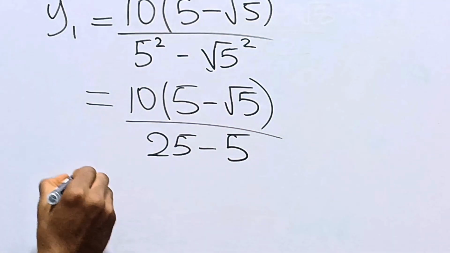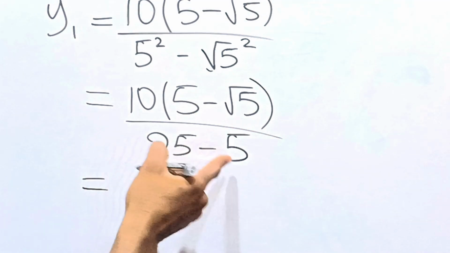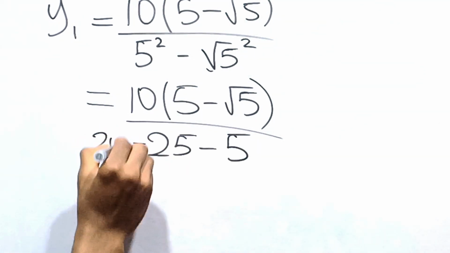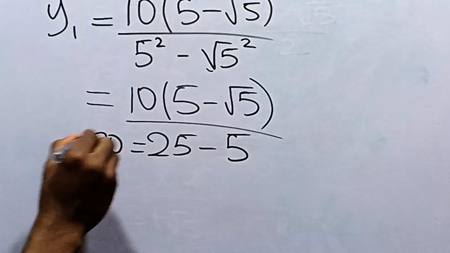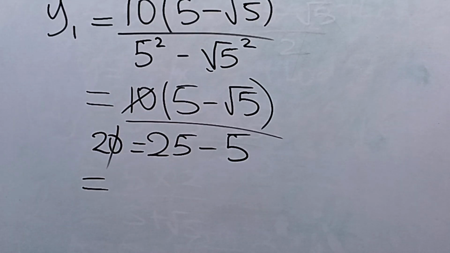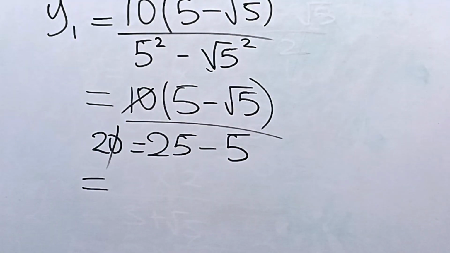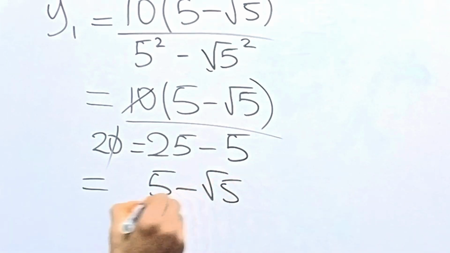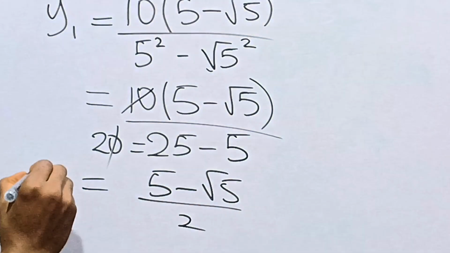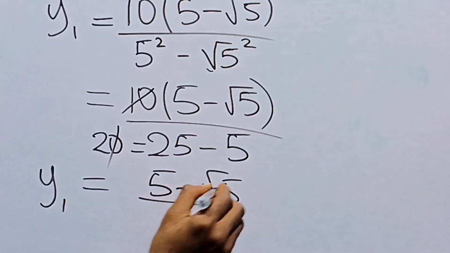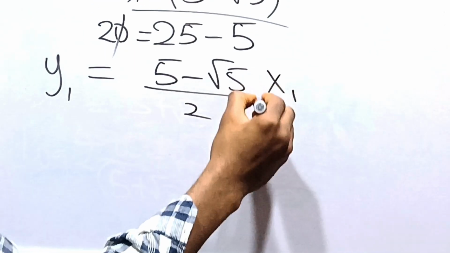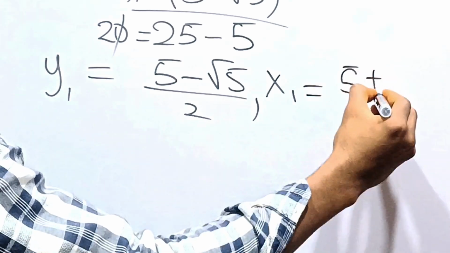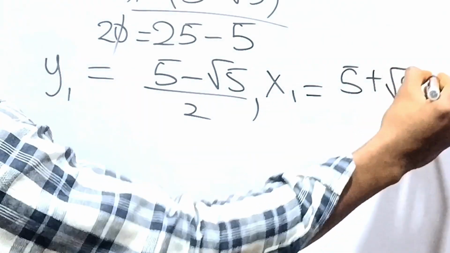So this is now equal to 25 minus 5, which is 20. So we can write that this is equal to 20 like this. Now, 10 into 20 will give us 2. So we now have that this is equal to 5 minus root of 5 divided by 2. It's our y1. While our x1 was what? The x that gave us this y is equal to 5 plus root of 5 divided by 2.